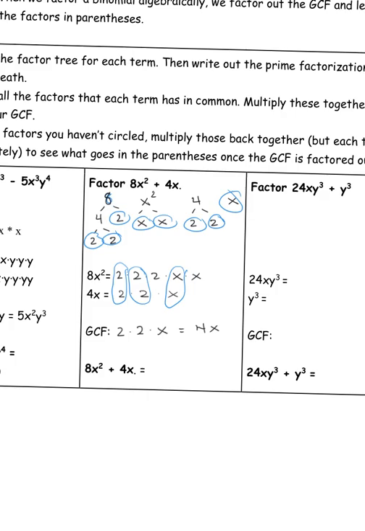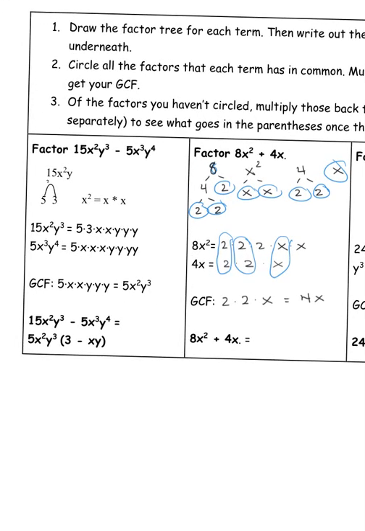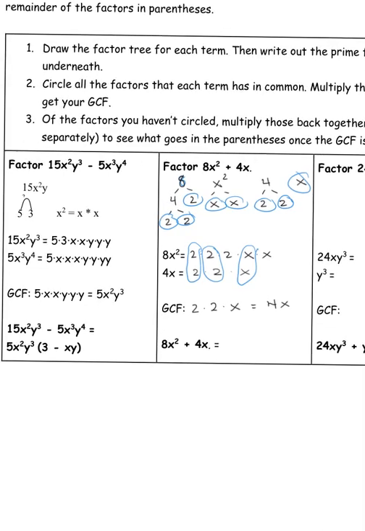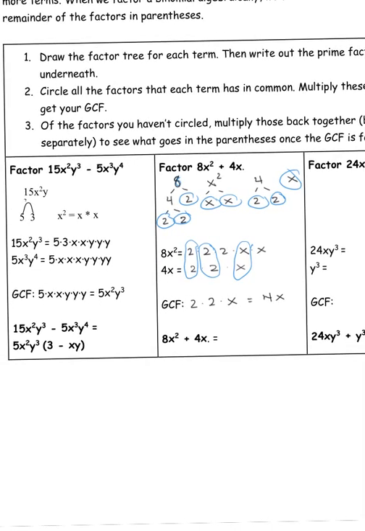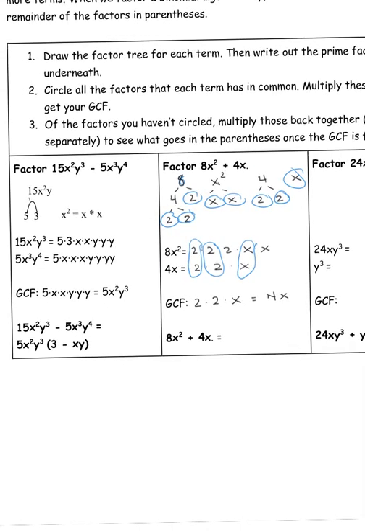All right. So now I'm going to take that piece and put it together. So remember, your GCF always goes on the outside of your parentheses. So I have a GCF of 4x. And then what's going to be left inside of the parentheses? I'm going to circle with a different color. So I see that I have a 2 that is not matched, and I have an x that is not matched, which means that I'm going to just have 2x plus 1.